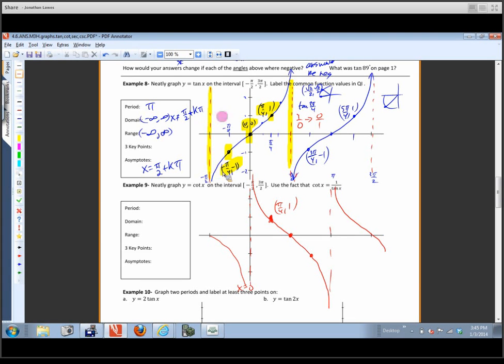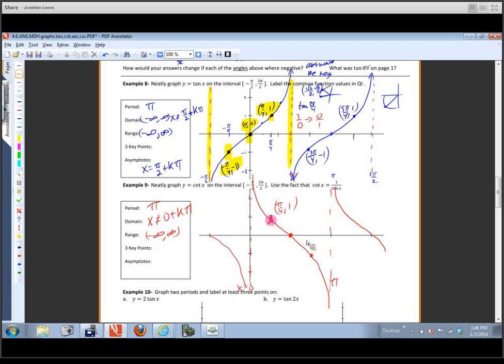So tangent starts back here with an asymptote at negative pi halves and goes up from left to right. Cotangent is kind of a flip of that. It starts with a vertical asymptote at 0, starts way up here, and goes down. So the period for both of these is pi. The domain on this one is all real numbers except for wherever we have an asymptote. And we start off at 0 and then k times however often we hit an asymptote. So that's going to be pi units right here. Okay? The range, again, we cover everything in the y direction, so from negative infinity to infinity.